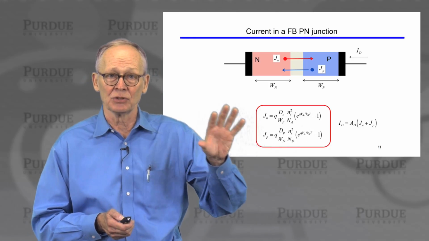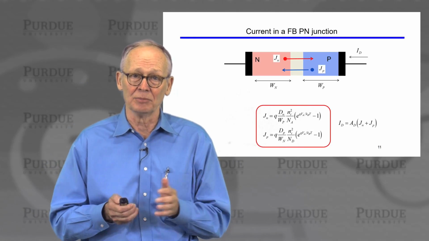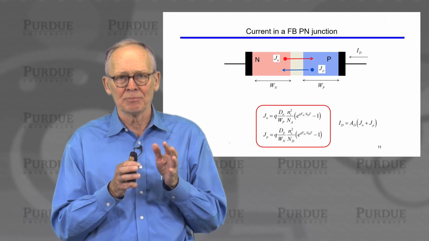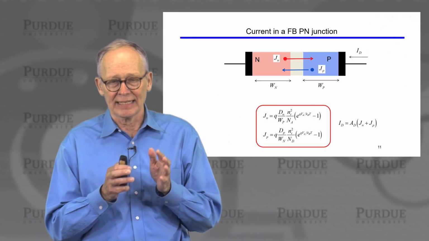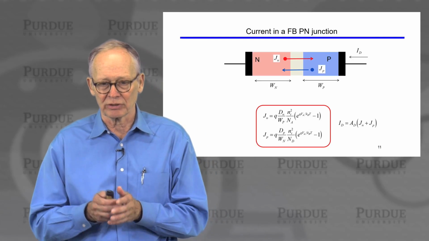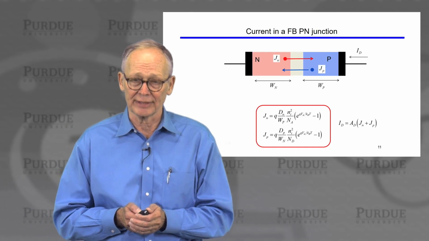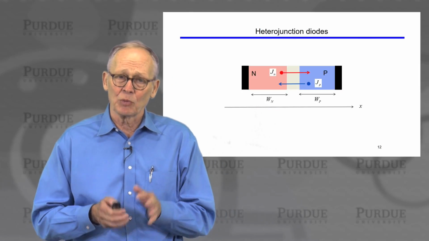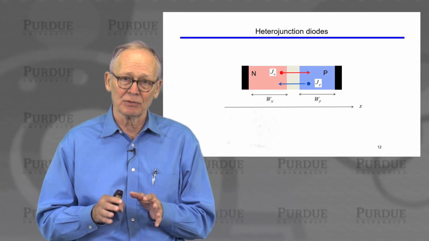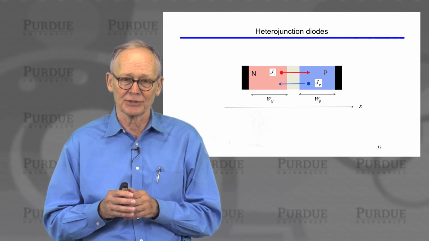The current then that flows through the contacts is the sum. That's why this device is called a bipolar device. It has both electron and hole currents. If we want the total current flowing through the terminals, we add the two together. Now, we're also going to be talking about heterojunction bipolar transistors.